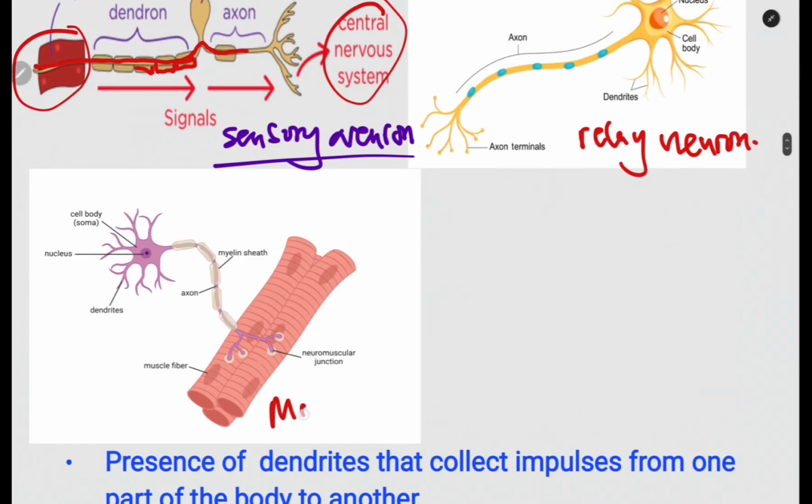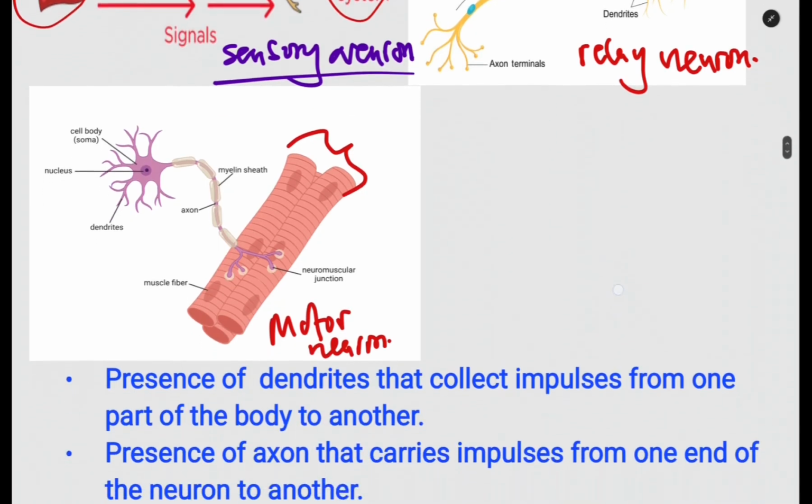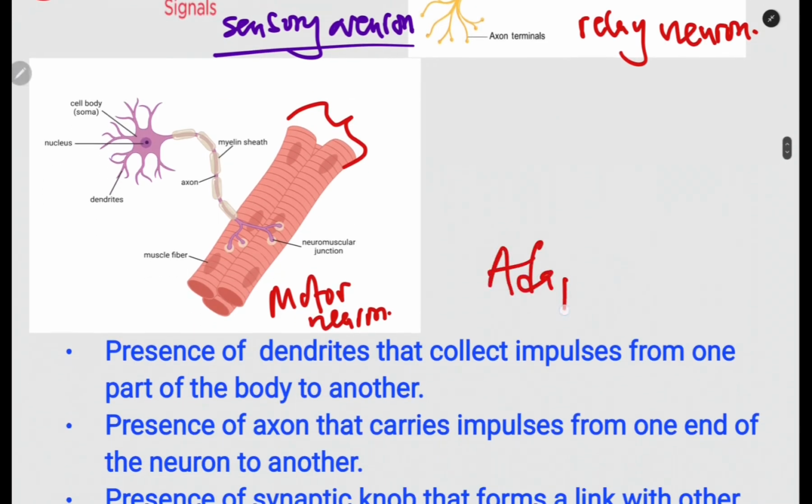This one is called the motor neuron, because it is attached to the muscles or effectors. As you can see, these are muscles, and it has the myelin sheath, but the cell body is at the end. Like I said, we are not going into detail, but just identifying some parts that help us to identify these. All right, so what are the adaptations?